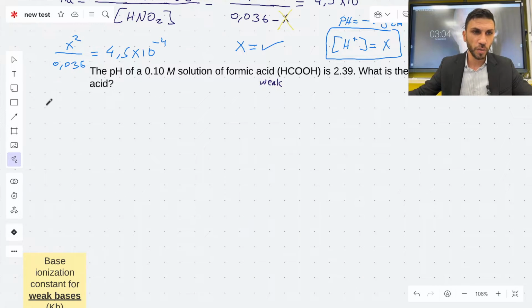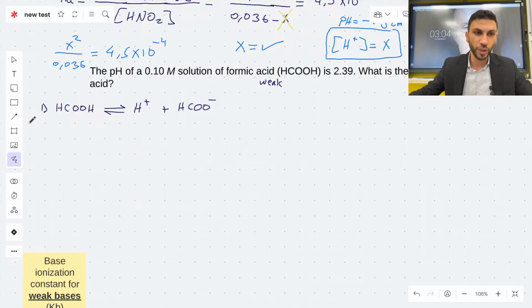All right, so the first step we always need to follow is to write the dissociation equation for the weak acid, which is HCOOH yields, with a double arrow because it's a weak acid. It doesn't dissociate 100% to give you H positive plus HCOO negative. And we need to follow the ICE table.